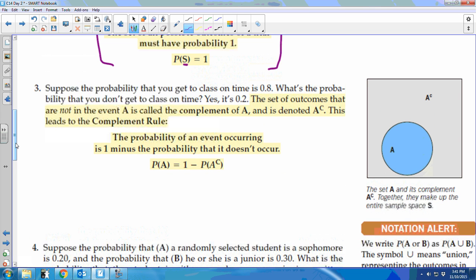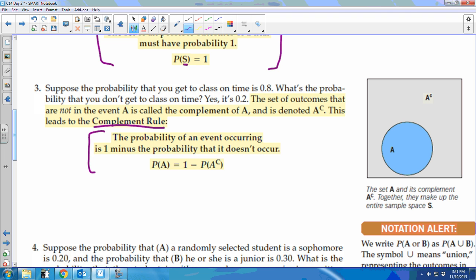The next one is the complement. Suppose the probability that you get to class on time is 0.8. Then what's the probability that you don't get to class on time? It is 0.2. Well, you did that by doing 1 minus 0.8 in your head, right? Well, that's what the complement is.